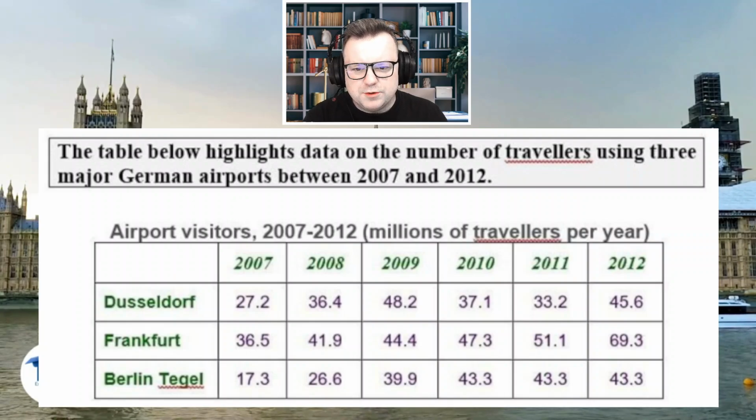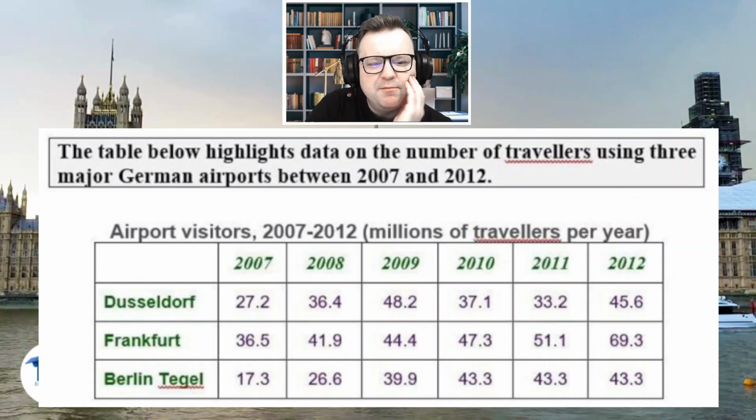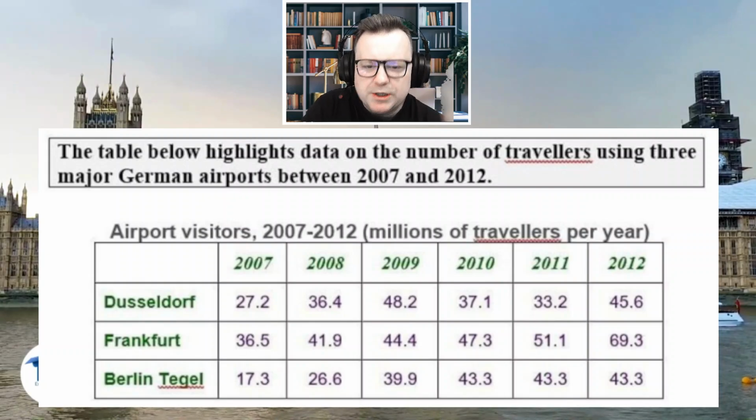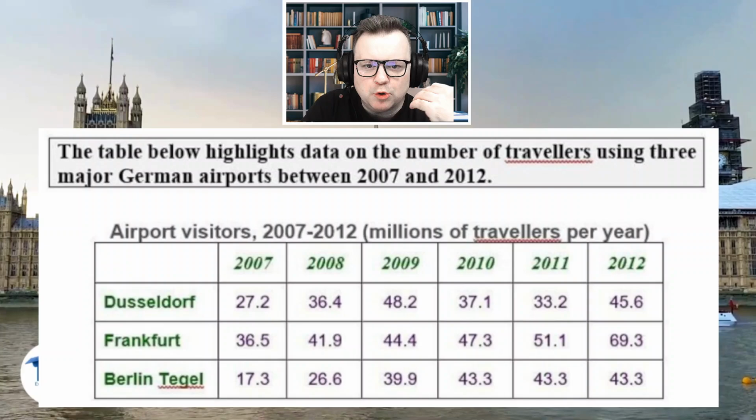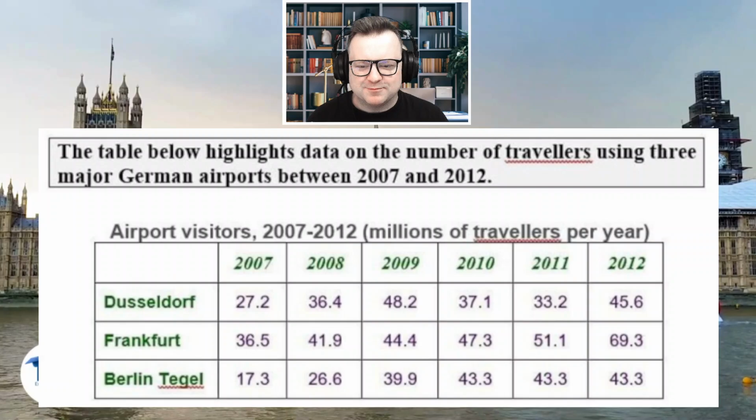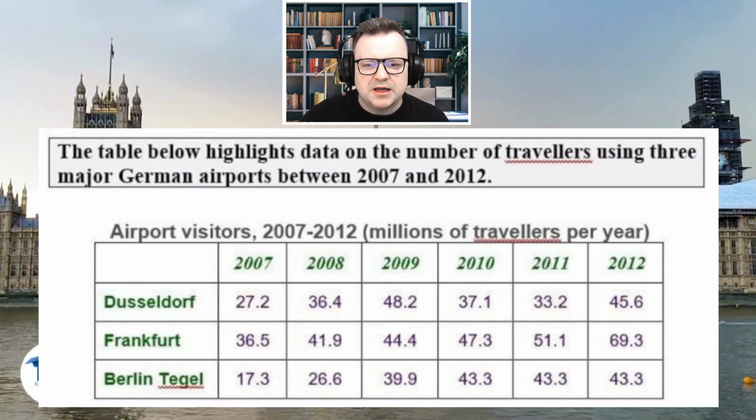So, let's just read that again. The table below highlights data on the number of travellers. So the number of travellers means how many travellers. We know that travellers use airports, right? Airports are places where you have flights from one place to another place. So 3 airports in Germany. There's Dusseldorf, Frankfurt, and Berlin-Tegel. And we are interested in how many travellers there were.